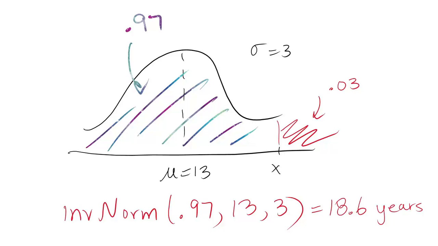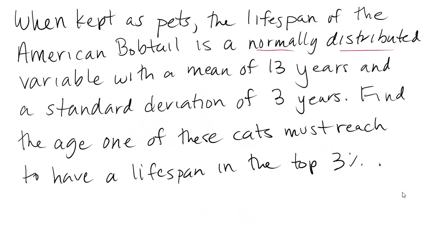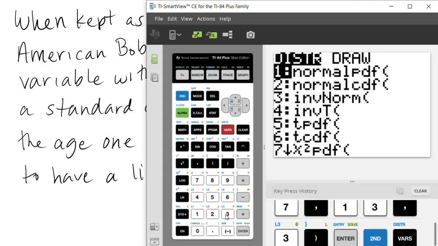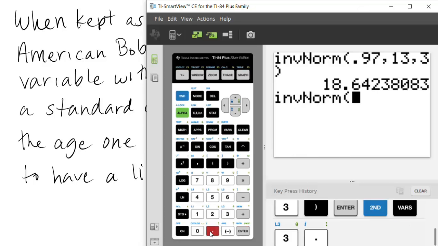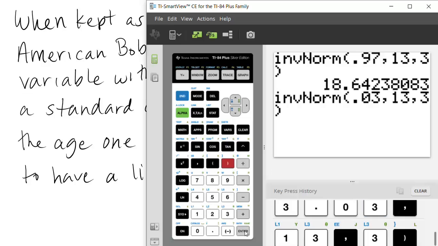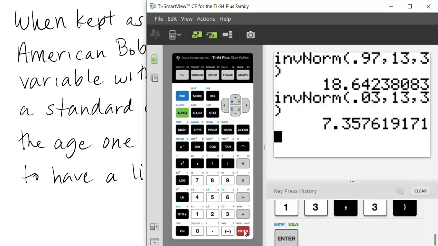If you made the silly mistake of just grabbing the 0.03 from the problem, you see the 3% and think, oh, that's 0.03. Let me put that into the calculator. Second vars, choice 3, and I'll put in 0.03 with a mean of 13 and a standard deviation of 3. The answer you get is smaller than the mean. There's no way that's in the top 3%.